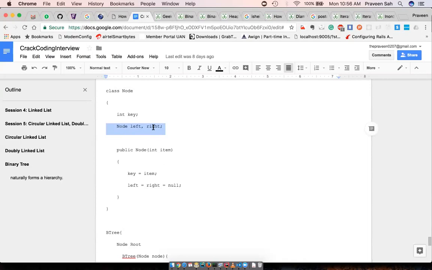In terms of that structure, it is similar. Just what we store and how we perceive what left means, what right means. But overall, they are equal things. Similar implementation. We have a left pointer, we have a right pointer.